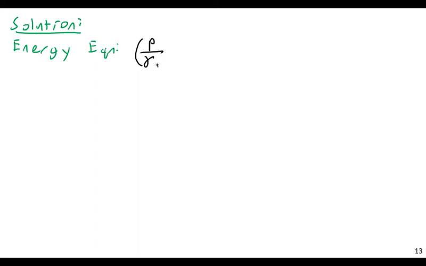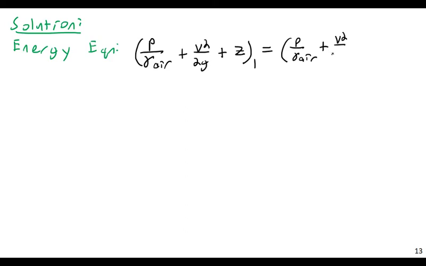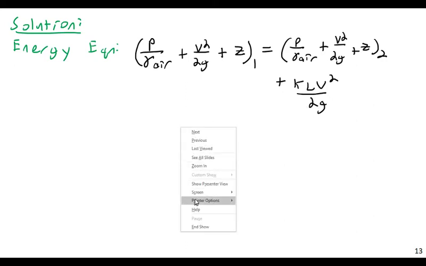P over gamma air plus V squared over 2G plus Z for position 1 is going to be equal to P over gamma air plus V squared divided by 2G plus Z for position 2 plus our losses, which will be KL V squared over 2G. And we'll have only minor losses, we'll not have major losses.